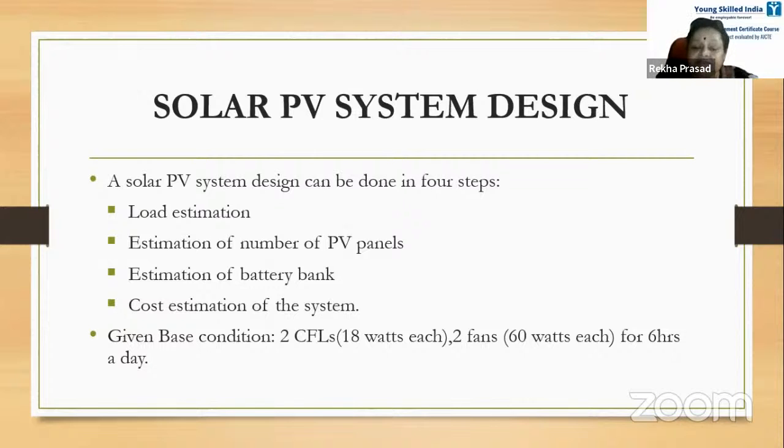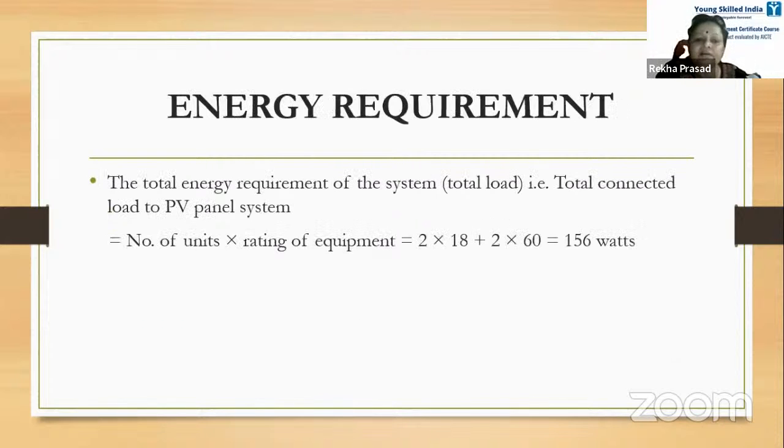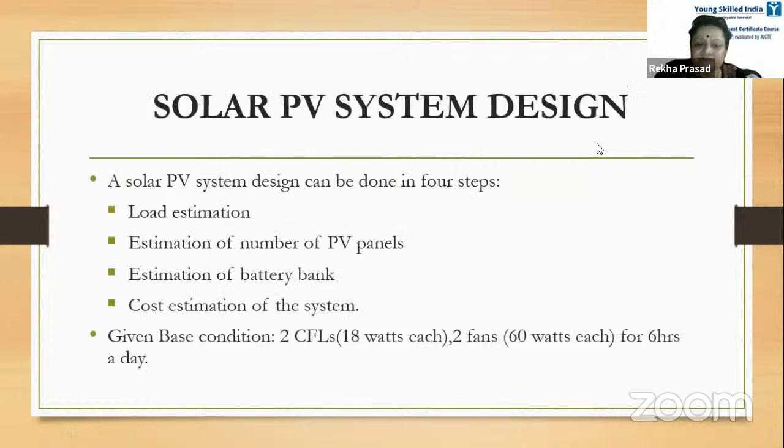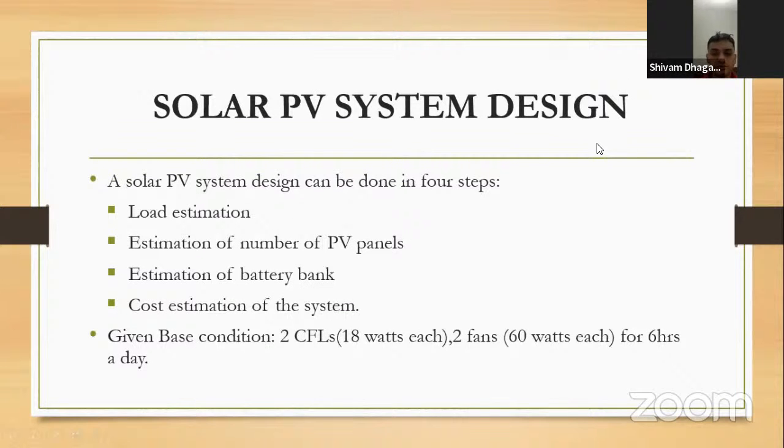The given base condition is that this is a very simple thing: only 2 CFLs, 18 watts each, and 2 fans, 60 watts each, for 6 hours a day. First is your energy requirement. For this, we are running 2 CFLs and 2 fans. And how much energy they'll be using is also given to you.